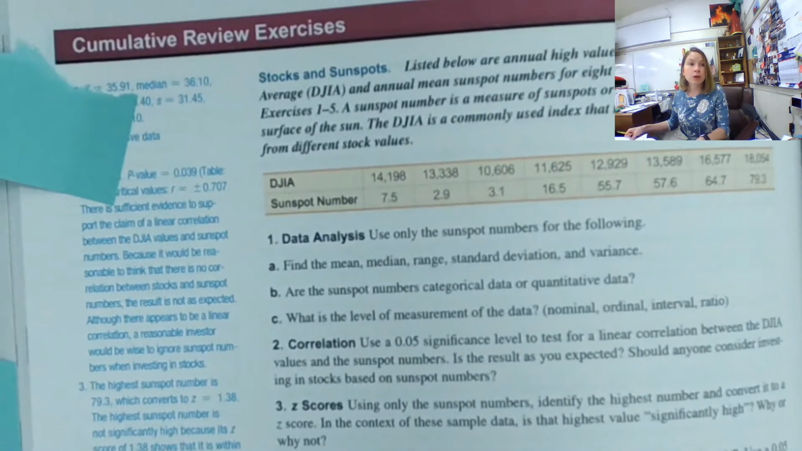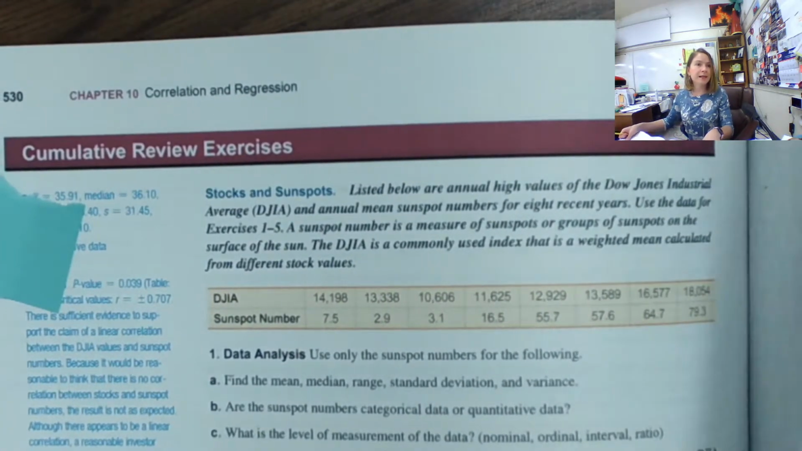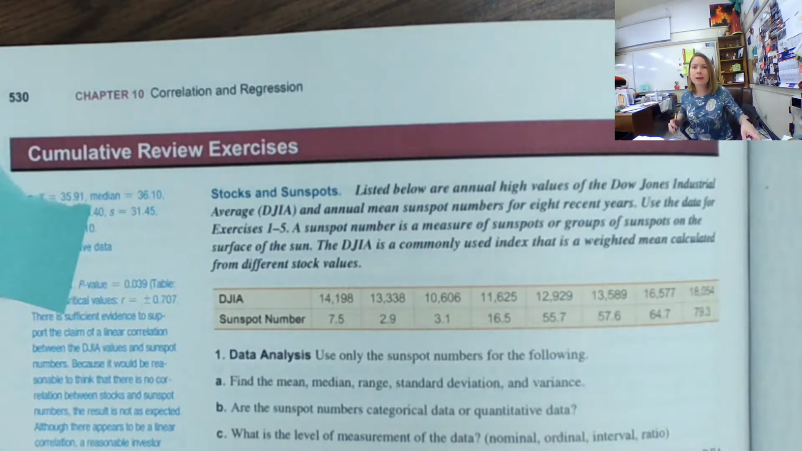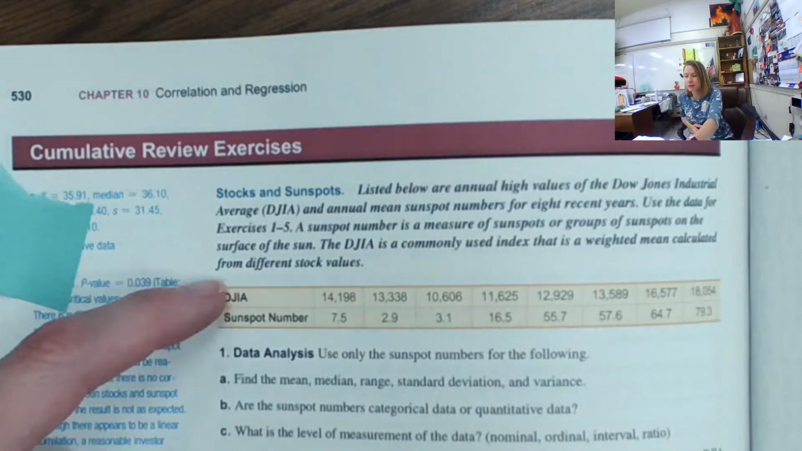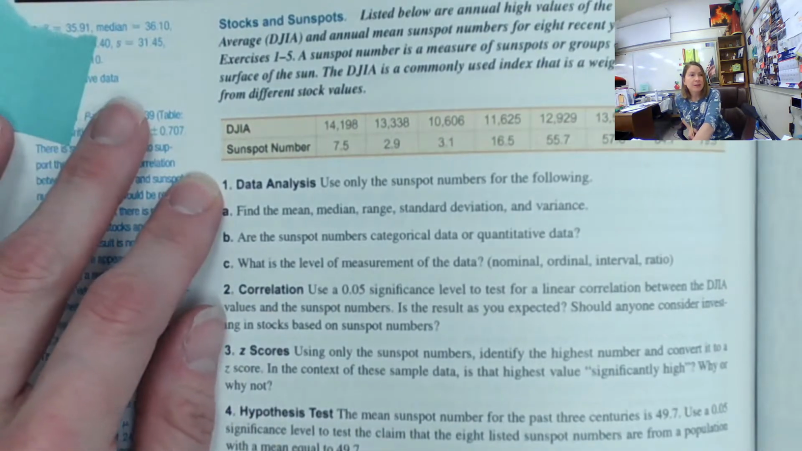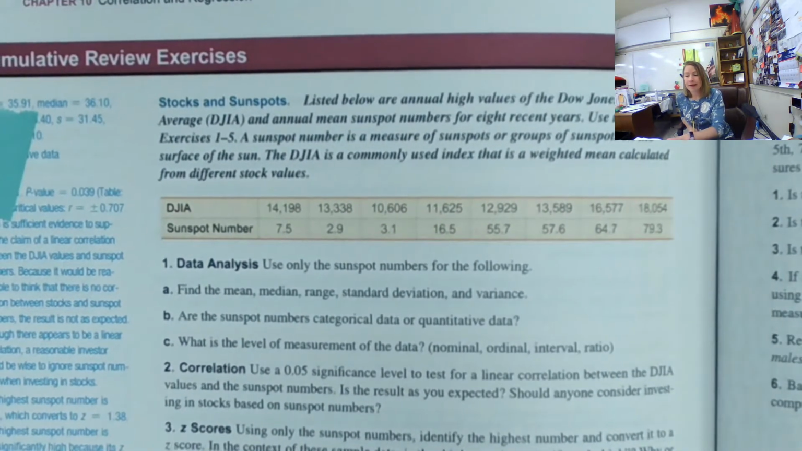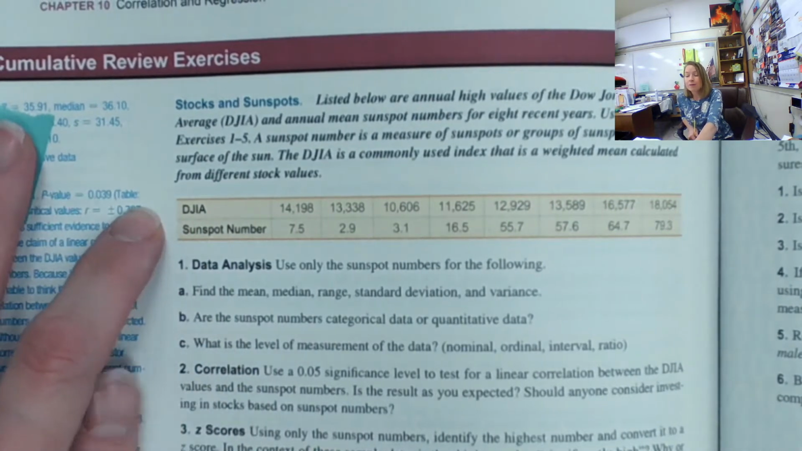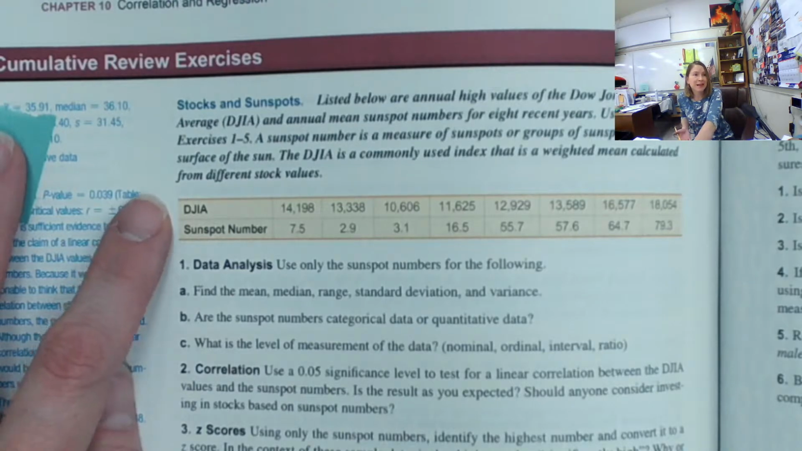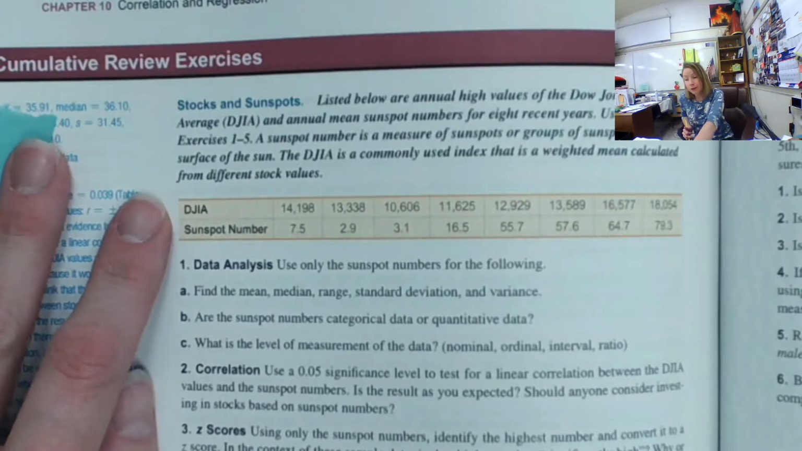All right, so the first one, we've got stocks and sunspots. Honestly, when I did this, I didn't really read the question very well. I kind of just looked and saw, oh, here's some numbers, this is what it wants me to do. And I know that some of you guys do that too, especially with something like this. And now that I've read it, I really doubt that there's some sort of a relationship between sunspots on the sun and the stock market. But hey, you never know.